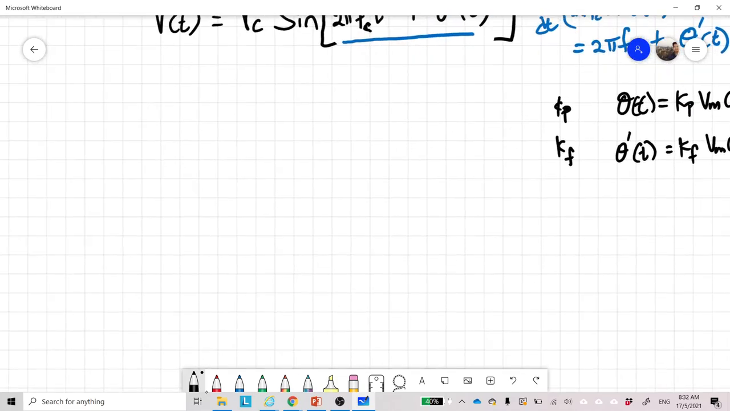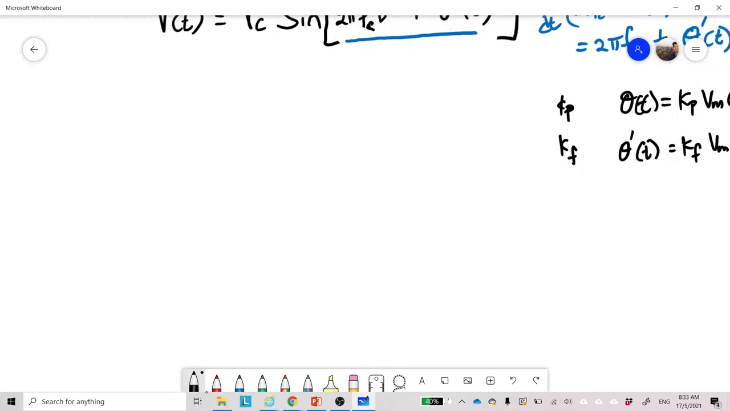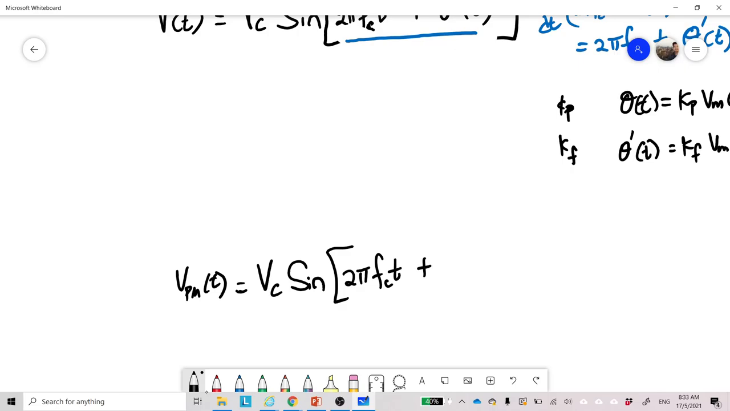So I rewrite the equation again. For v PM(t), it is equal to Vc sine in bracket 2 pi fc t plus KP Vm(t).